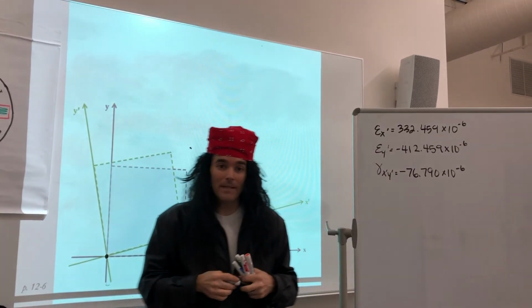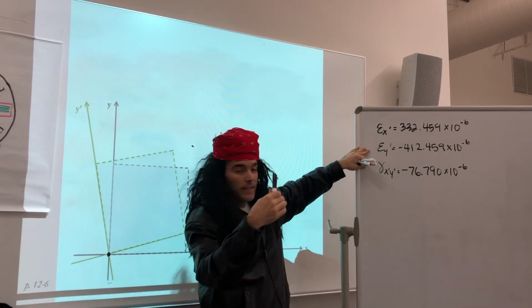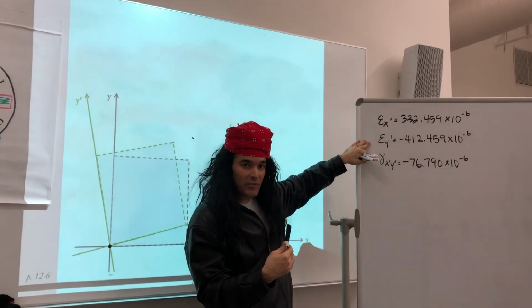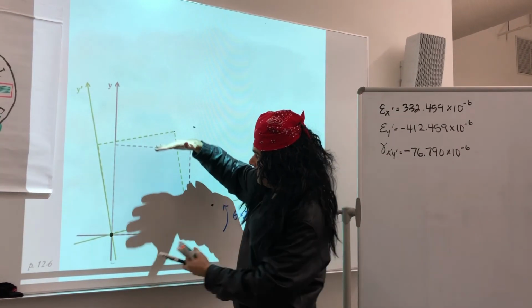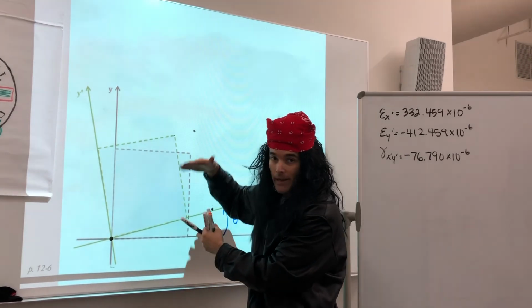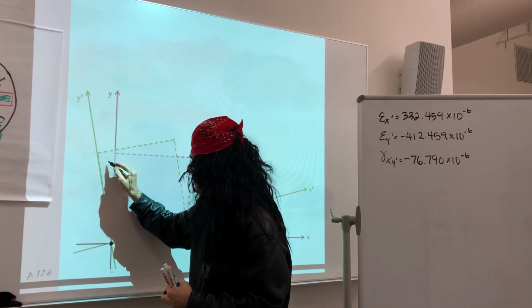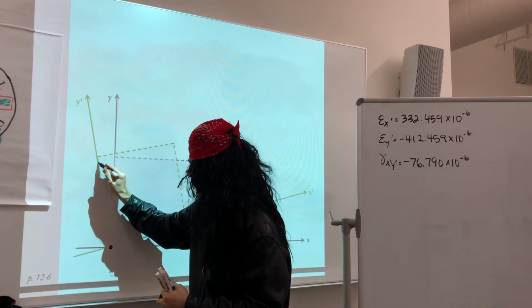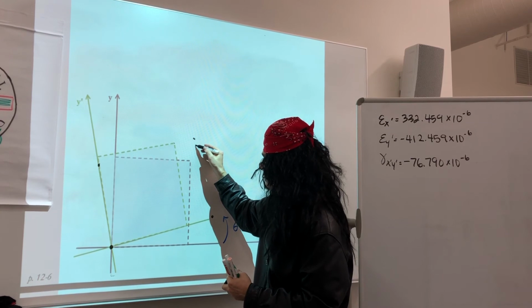Now I want to consider what's happening in the y prime direction. In the y prime direction, we have a negative number, negative strain. That means compression. So in the y prime direction, this block is compressing. So that's going to push this point down. This point's going to shift down a bit as well.